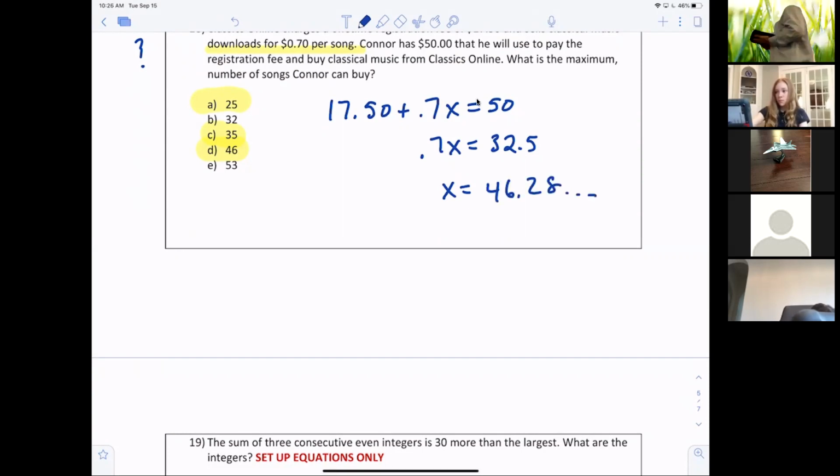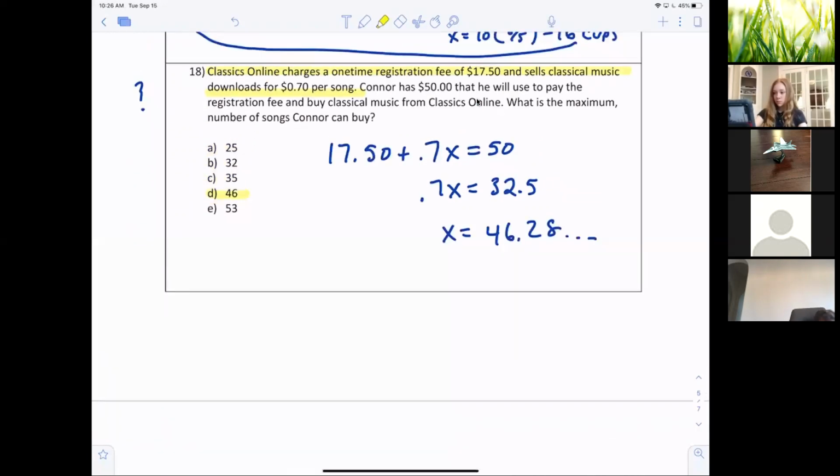Right. So can you buy 0.28 songs? Yes? You can? What do you buy? Okay, so now you have the decision, 46 or 47. Well, you look at your answers, the only answer is 46, so you don't have to worry about the rounding. What would happen if I try to buy 47? You would be short of money. Is everybody with me on that? Anybody have any questions? That's straightforward. I feel like everybody should get that one.